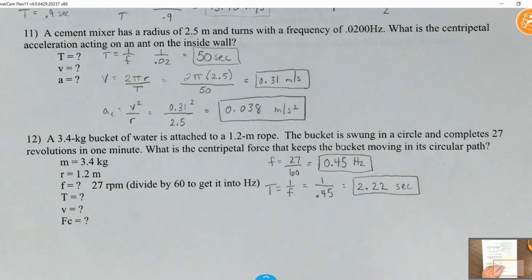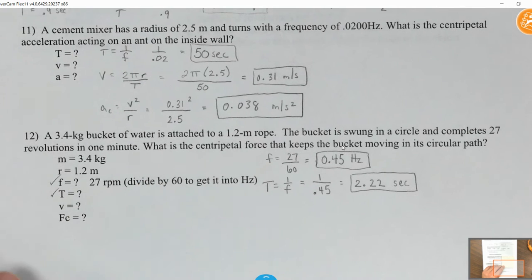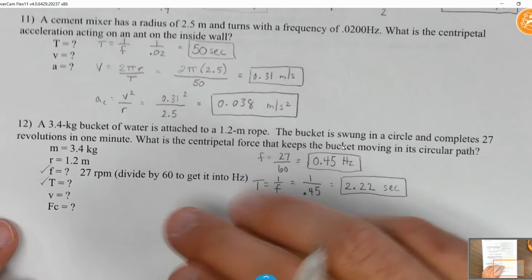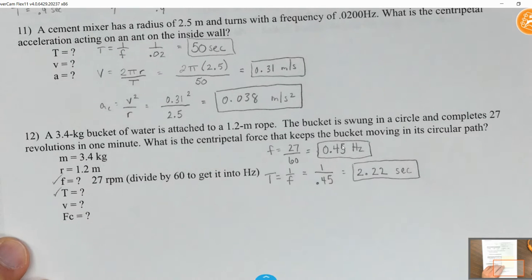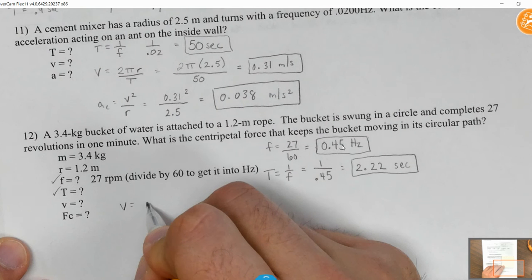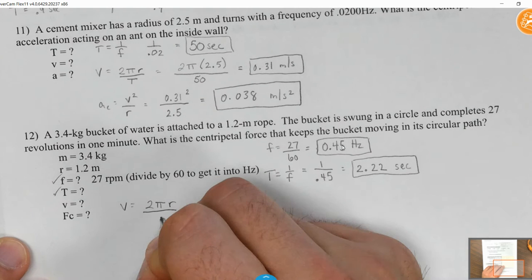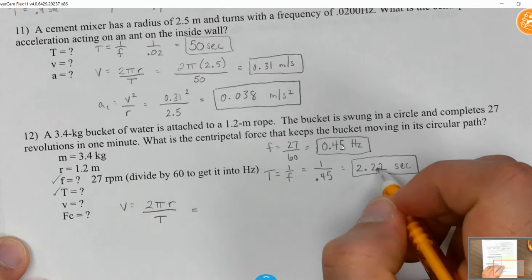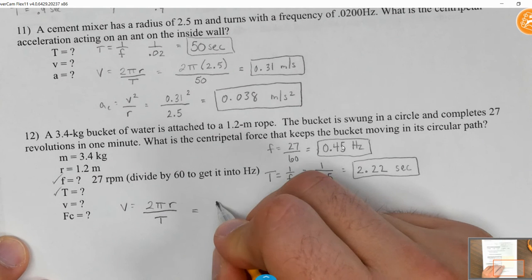All right, bet. So now we have these two: we have F, we have period. Now, solve for velocity. Okay, sweet. What is the equation for velocity? Two pi r over t. We have all of those now. We have t, we have the radius of 1.2. So let's crank this out.